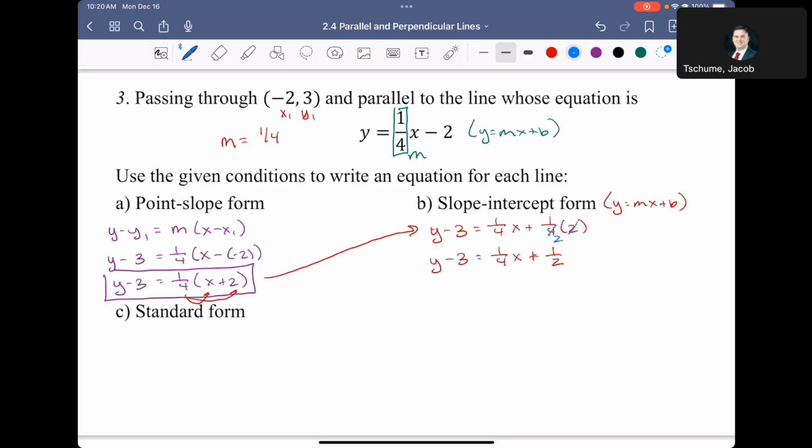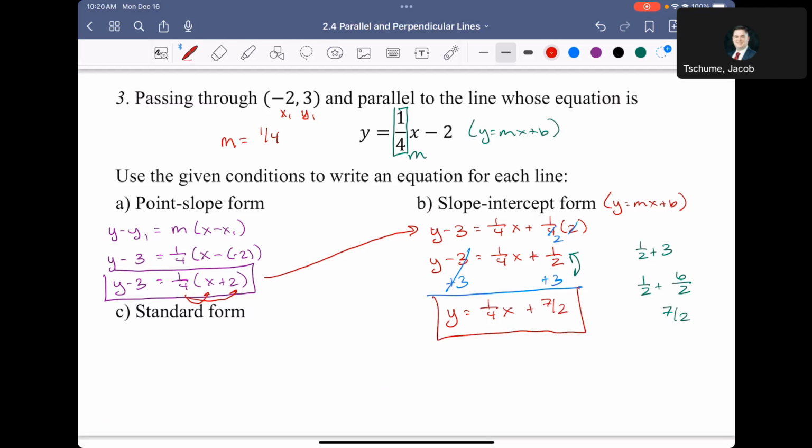And then to move the 3 over, we're going to add 3 to both sides, which will give us y equals 1/4 x. And then what you need to do, and I'm going to do it over here on the right, we need to add together the 1/2 and the 3. So if I take 1/2 plus 3, you'll need to get common denominator. So that would be 1/2, and I can rewrite 3 as 6 over 2. And if you add those two things together, you will get 7 over 2. So I can rewrite this as plus 7/2, and that will be your slope-intercept form.